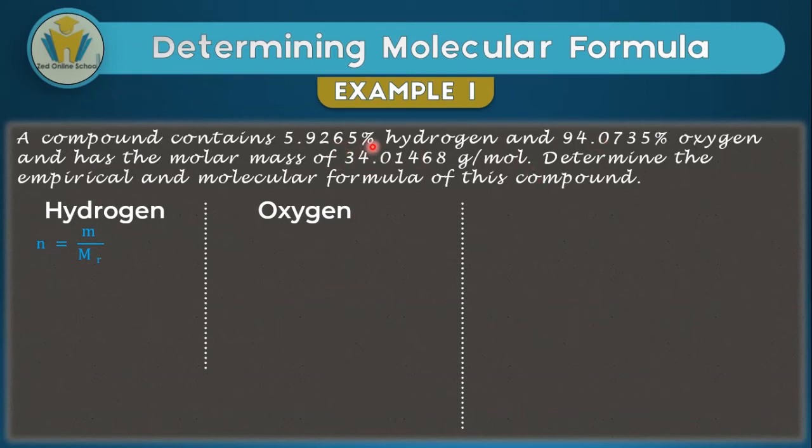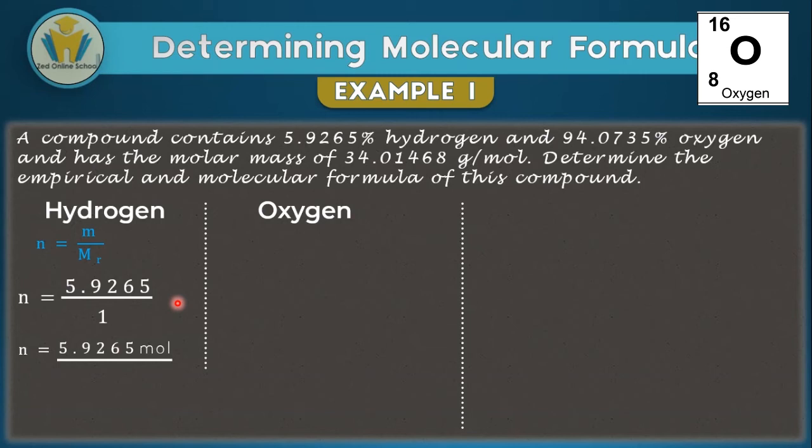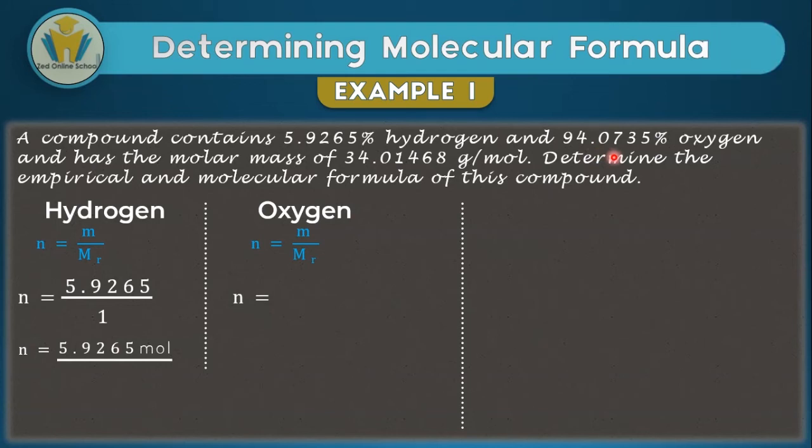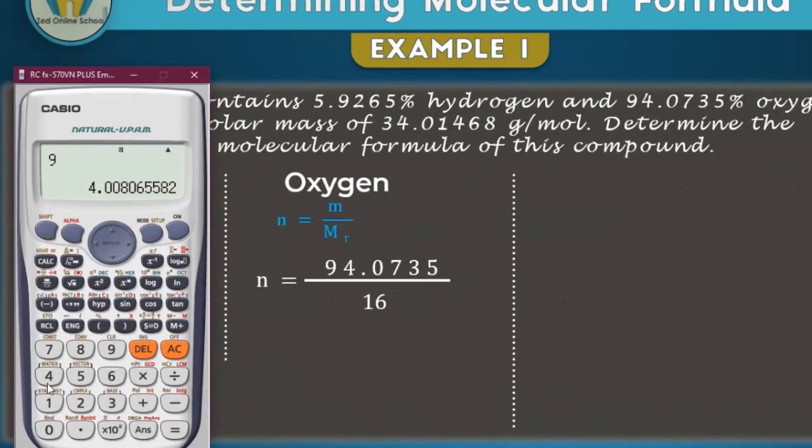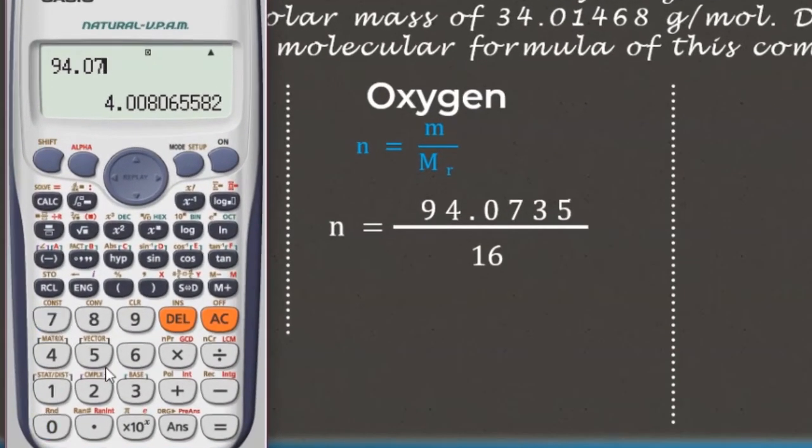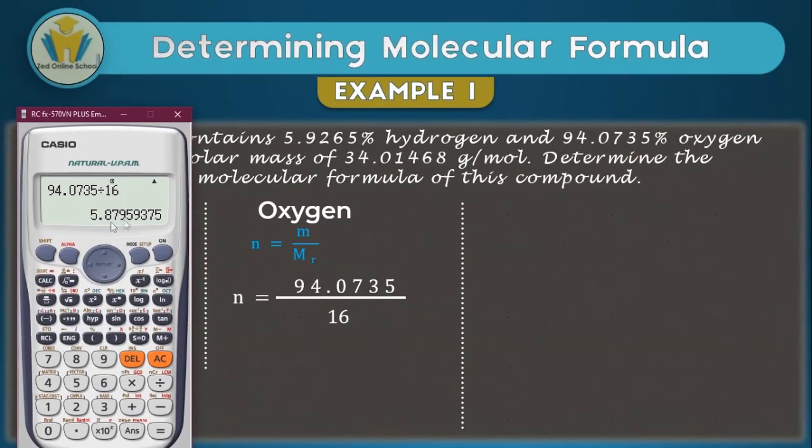Therefore, hydrogen is going to have 5.9265. It's the simplest, and we're just going to copy our numerator like that. Done. We go to oxygen. Oxygen has got 94.0735. We get the 94 point that divided by 16. It equals, and we have our answer, 5.8795. We can end on the 5 there, round off using the 9, and therefore we're just going to use 5.8796.